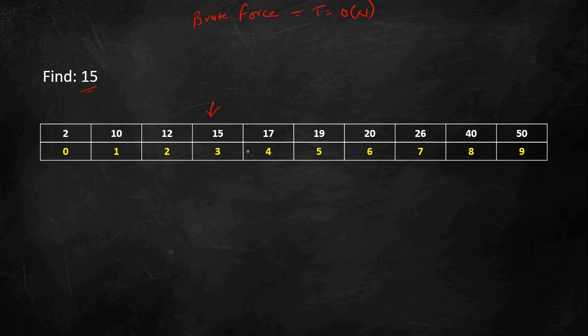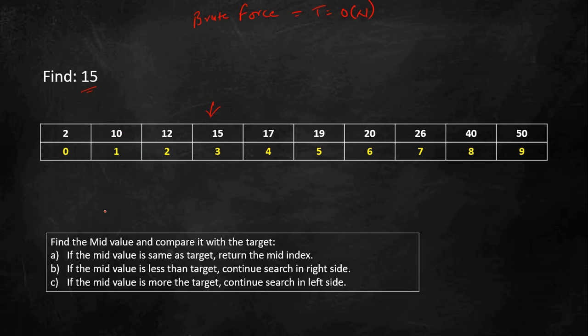What the binary search algorithm says is to divide the array into two halves and then compare the mid value with the target number, and based on that you can either go to the left or to the right of the array. So what does it mean? These are the three steps. The first step is to find the mid value. So what is the mid value?